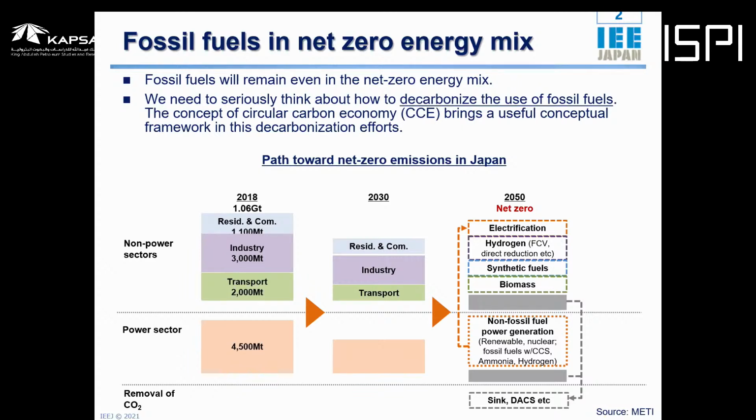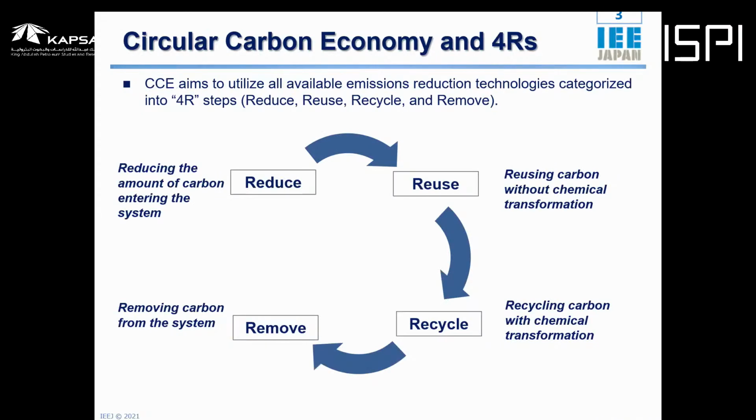So what we need to seriously think about, in my opinion, is how to decarbonize the use of fossil fuel. The slide figure shows Japan's path toward net zero emissions towards 2050. We will certainly adopt renewable energy and energy efficiency technologies, but still we have some residual fossil fuel use in both power and non-power sectors. And those residual carbon emissions will be offset by negative emissions technologies like DACCS and BECCS and so on. So back to the questions from Dr. Mansouri.